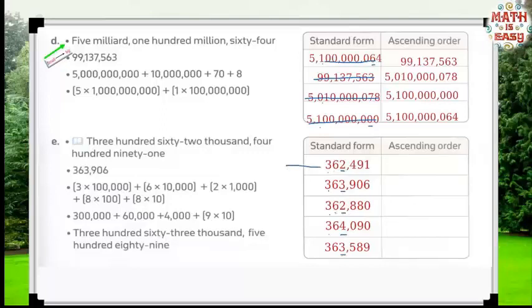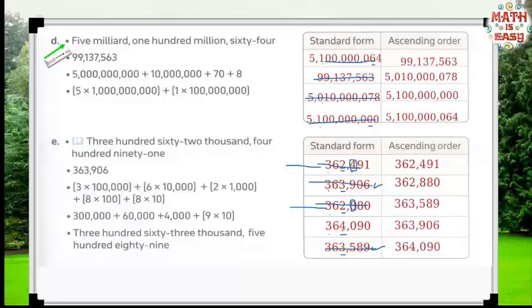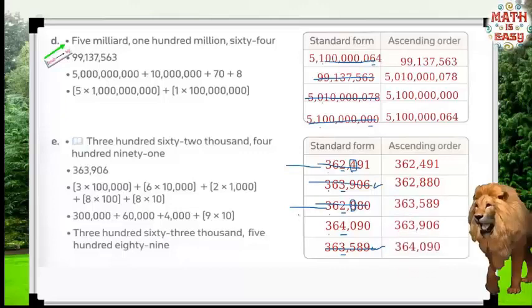That means you should compare 2 numbers now. We have here 4, and here we have 8. Which one is smaller? 4. So this number is the first, and this number is second. 3 and 3. Make a comparison between this and the last number. We have in hundreds 9, and here in hundreds we have 5. That means 5 is less than 9. And this number is fourth, and the least number is 364,090.